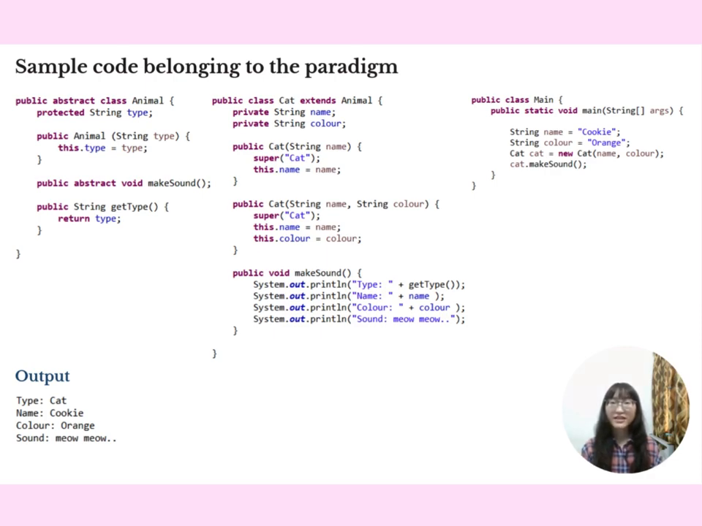Third is abstraction. The animal class is abstract. It cannot be instantiated directly, but it can be used as a base for other classes like cat. Fourth is encapsulation. The properties in the animal class, such as type, are encapsulated with the protected access modifier. Similarly, the name and color in the cat class are encapsulated with a private access modifier.